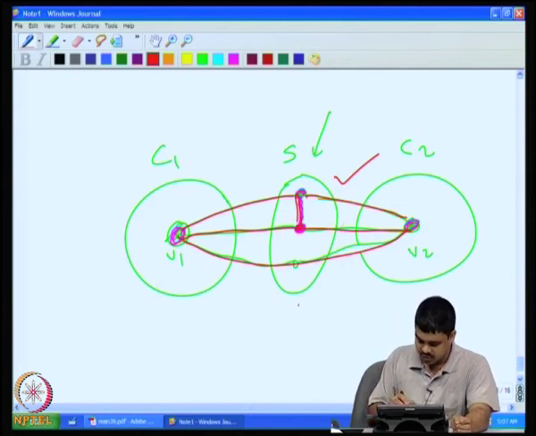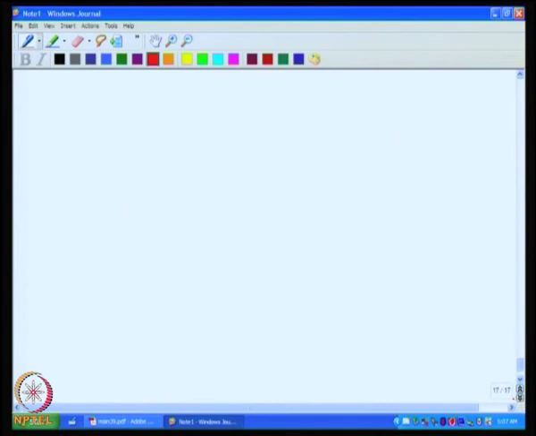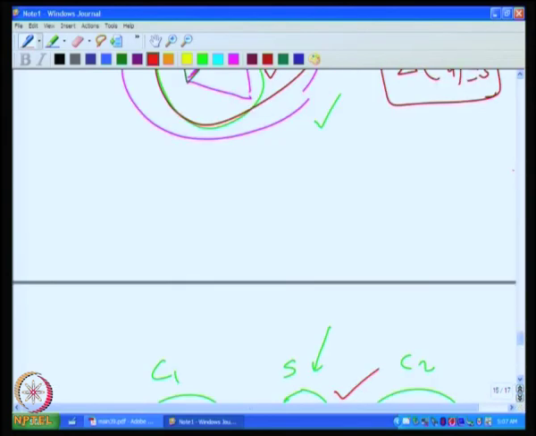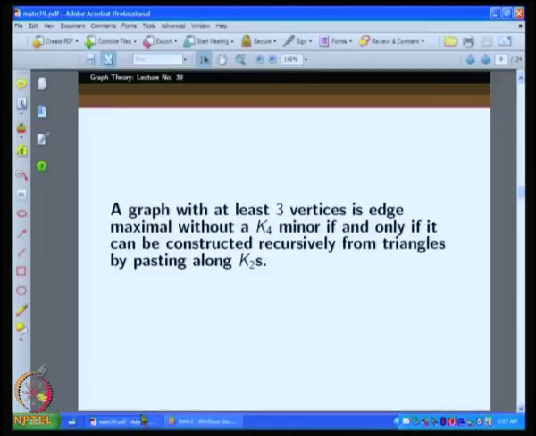So, now we can assume that the connectivity of this graph is 2 or 1. And then we can analyze again based on the edge maximality and K4 minor freeness, and then show that it will lead to a contradiction. So, I will leave it to the student for working that out. The point is, we need not worry too much about the proof of that, because it is easy. Some technical details are there, that is all. So, we will go to the next statement.